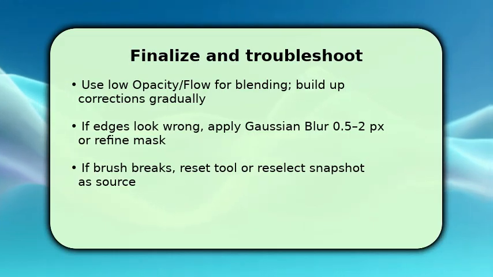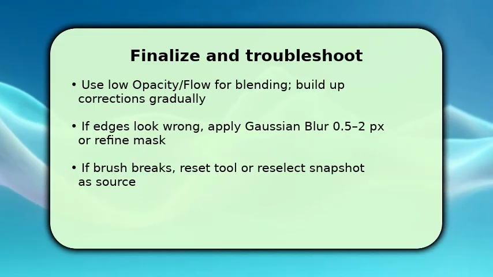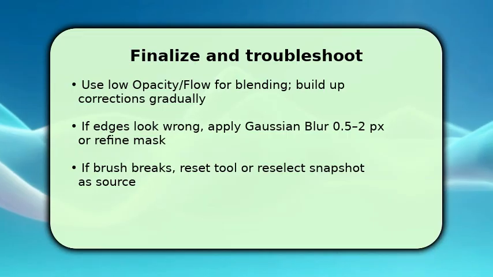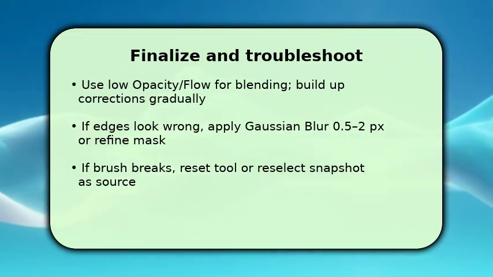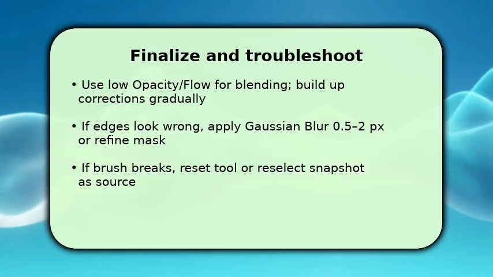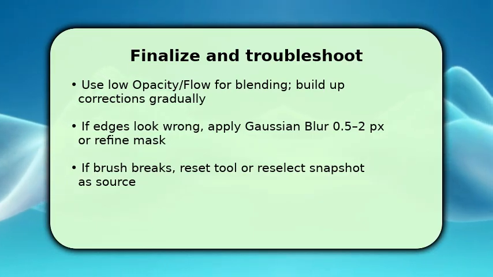Make sure to toggle visibility of snapshots and adjustment layers to verify the final composite. If you see hard edges, feather the mask or apply a small Gaussian blur to smooth transitions. If the history brush seems to paint the wrong state, reselect the correct snapshot in the History panel or reset the tool via the Tool menu. Save a copy so you can return to the layered file later.